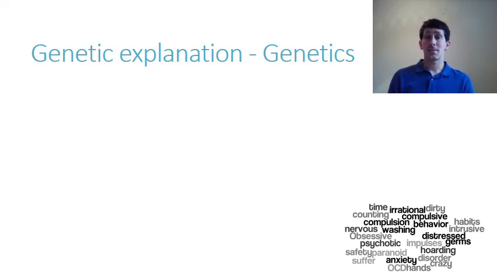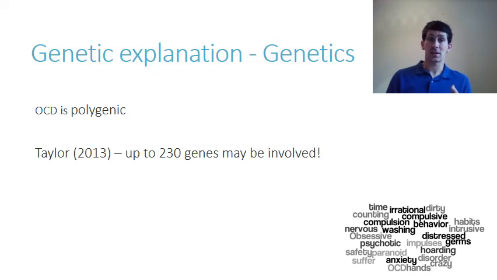Some people have suggested that it's impossible to actually find a gene that causes OCD, and it's more likely that OCD is polygenic. By polygenic we mean there are more than one gene involved in the actual process. Some studies have found that it's due to increases in dopamine or decreased levels of serotonin, brain functioning. There's an awful lot of things going on there, and some people, like Taylor only a few years ago, have suggested that you might have up to 230 different genes actually involved in OCD. So it's almost impossible to pinpoint one particular gene.